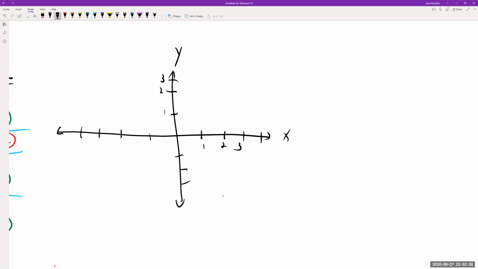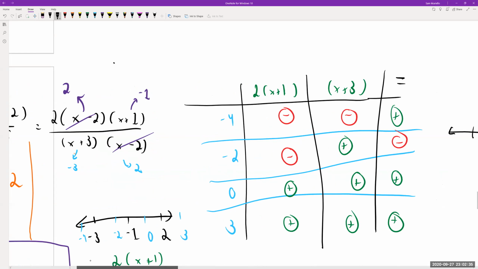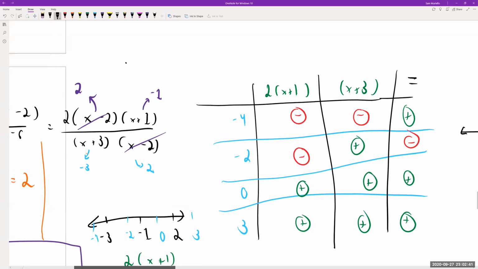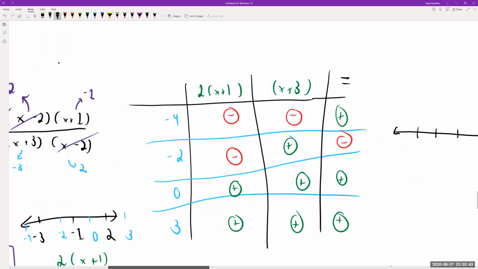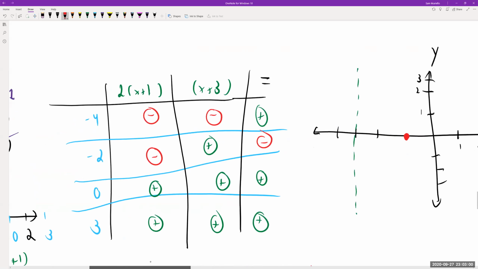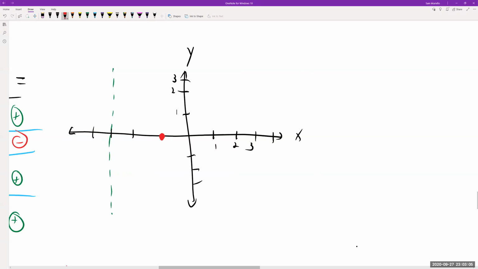So, first, we'll take a look at negative 3, which was our vertical asymptote, at negative 1, which was our root, and at 2, which had a hole. So negative 3 was a vertical asymptote, negative 1 was a root, and at 2 we'll have a hole. We see that the graph is going to have a horizontal asymptote of y equals 2. So let's mark that in as well.